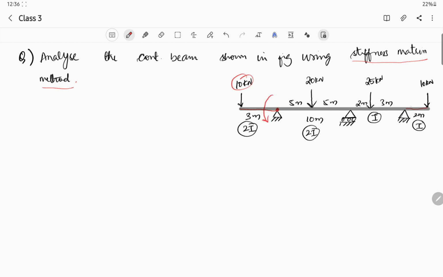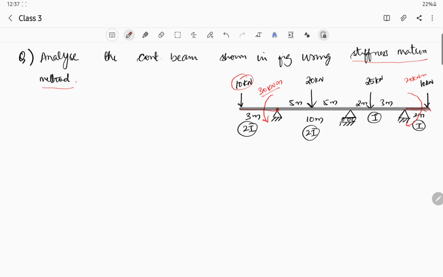Because of this load we'll be having an anti-clockwise moment here, and because of this load my beam will try to get deflected in this direction. So here also we'll be having a moment. Okay, what will be the moment? The moment will be 10 into 3, which is equal to 30 kilonewton meter, 30 kilonewton meter at this location, and here 10 into 2 is 20 kilonewton meter. So on the left side at this portion the 30 kilonewton meter will act in the anti-clockwise direction, whereas the 20 kilonewton meter will act in the clockwise direction, isn't it?